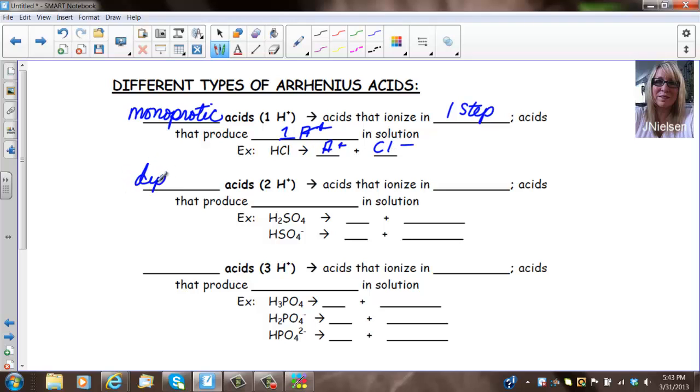We also have diprotic acids, acids that produce two H's and they ionize in two steps, that produce two H+ in solution. So in the first step, my first H comes off and I have H+ and I have HSO4-. Notice it went from H2 to HS because here's the second H. Then in my second step, I start with the product, HSO4-. I remove the last H and I'm left with SO4 2-. So now both H's have been removed.